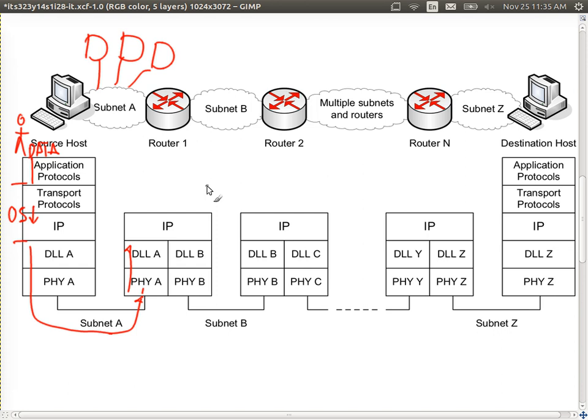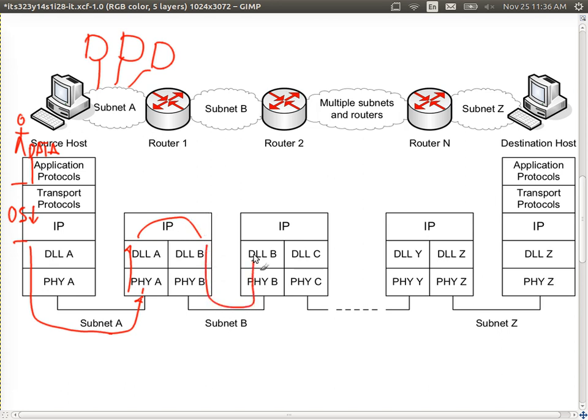Therefore, it will look in the routing table. They all have their own routing table. It will look in the routing table and say, okay, to get to this destination host, who do I send to? And the routing table will tell it, send to router 2. So that's just forwarding. You can think that the IP datagram goes through IP and the routing table tells router 1, send this datagram to router 2 using the technology for subnet B.